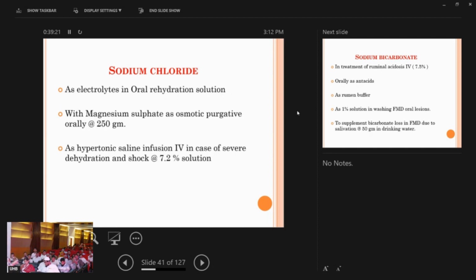Sodium chloride, or normal salt, we are using for cooking purposes and all. This is used as electrolytes in oral rehydration solution, with magnesium sulfate as an osmotic purgative, and as a hypertonic saline infusion in case of severe dehydration. For example, sodium chloride 7.2% is used in case of severe dehydration. You will be giving some 1 liter of 7.2% sodium chloride solution IV, followed by oral administration. Immediate resuscitation, one technique is that. In severe shock conditions, a short way is giving hypertonic saline solutions.